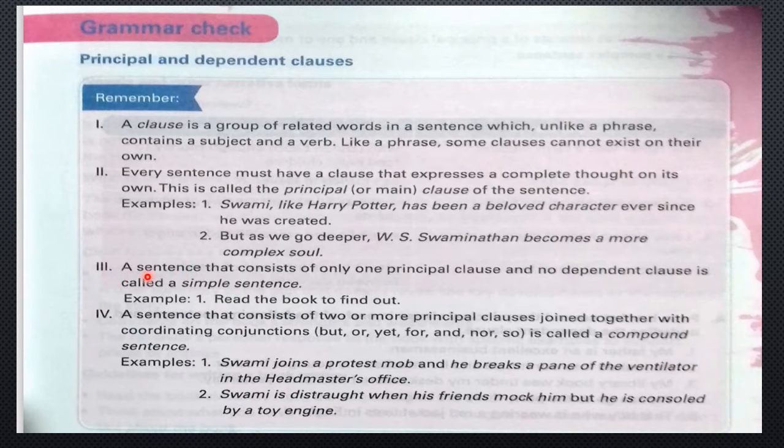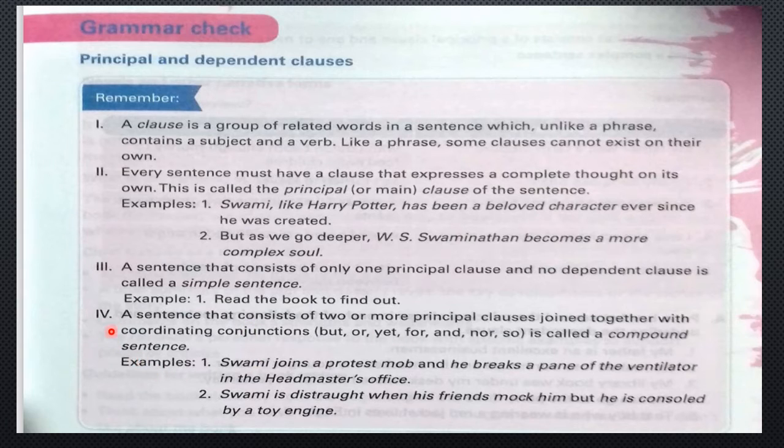Third point, a sentence that consists of only one principal clause and no dependent clause is called a simple sentence. So here you are getting the definition of a simple sentence: it consists of only one principal clause and no dependent clause. So that is your simple sentence. Example, read the book to find out.